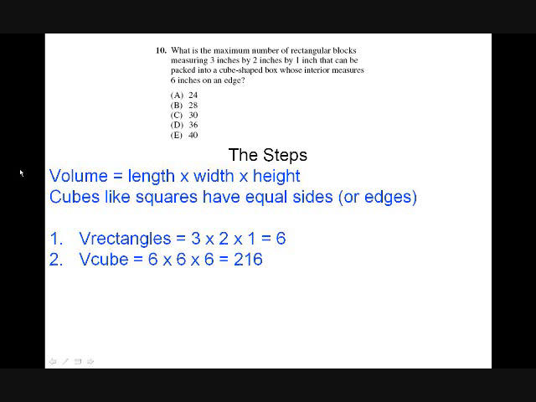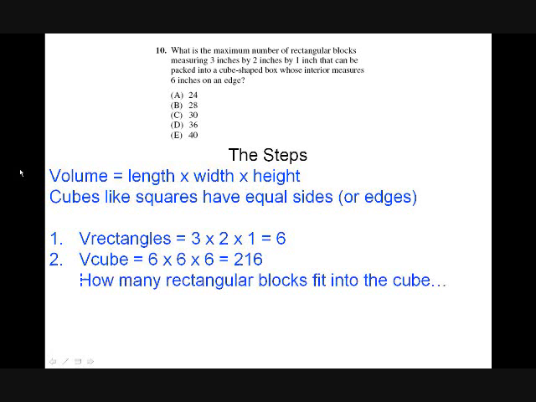So how many of these smaller rectangles can fit into the cube? We simply take the volume of the cube and divide that by the volume of the rectangles. And we get 216 divided by 6 equals 36. So your answer would be D.